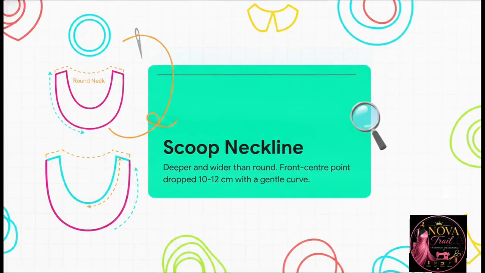Want something a bit more open? That's where the scoop neck comes in. You just exaggerate the round neck's depth and width. You're taking that front center point way down, we're talking 10 to 12 centimeters, and sweeping a large, gentle curve up to the shoulder. It's basically just a dramatically magnified crew neck.